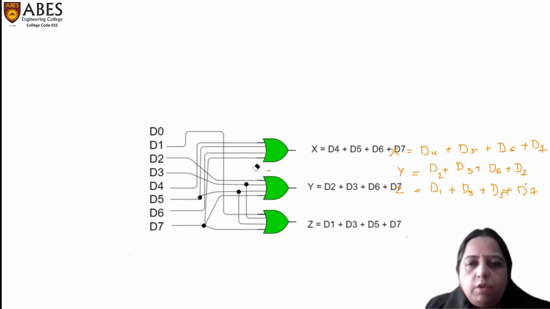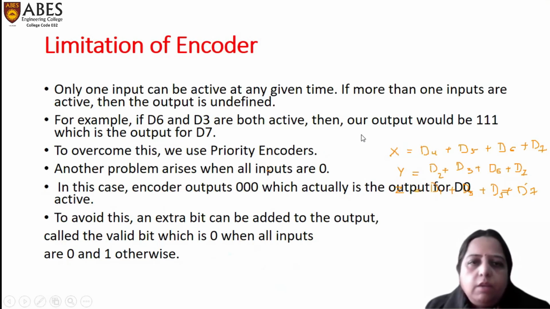Here we have used OR gates. In the first OR gate, D4, D5, D6, and D7 are connected. For the next OR gate, for Y, D2, D3, D6 and D7 are connected, and for Z, D1, D3, D5 and D7 are connected. So with this, we can draw the logic diagram of an octal to binary encoder. But this octal to binary encoder, or any kind of simple encoder, has some limitations. So in the next slide, we will discuss the limitations of this encoder.